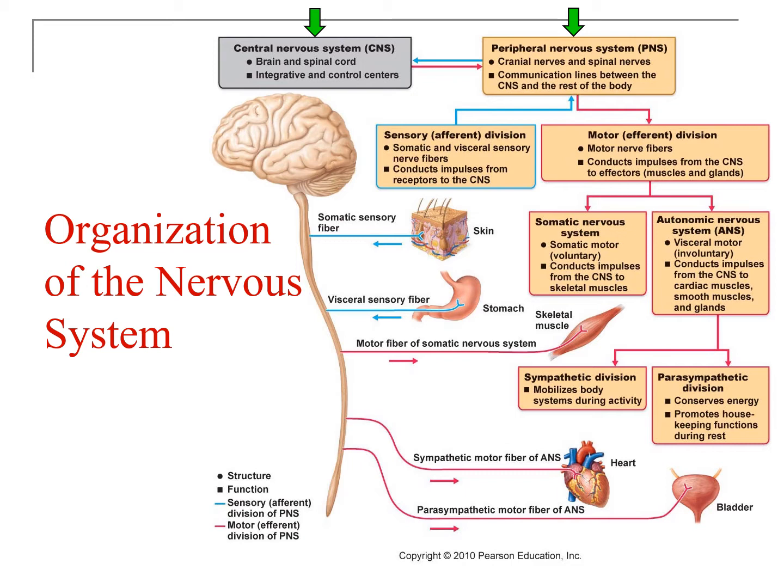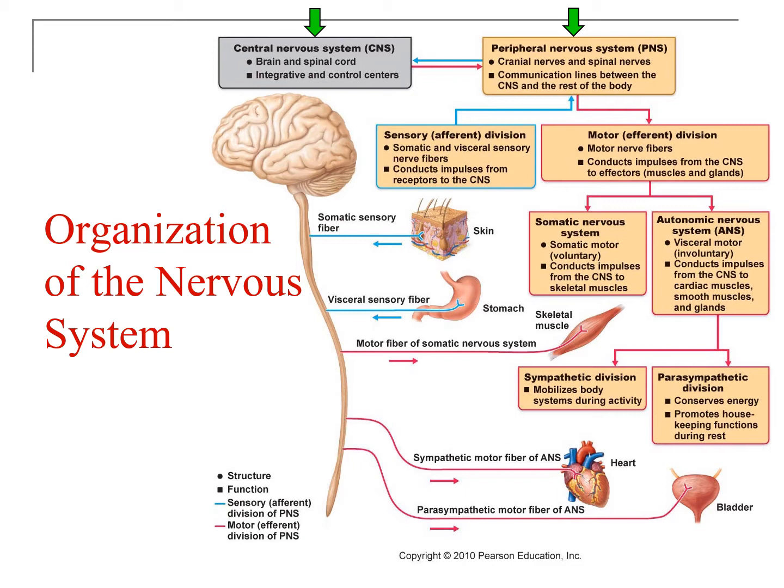So back to our boxes here, the central nervous system is the brain and spinal cord, and it serves as the integrative and control centers, basically meaning that it takes data that it receives from the peripheral nervous system and makes decisions based on its interpretation of those data. The peripheral nervous system involves cranial nerves and spinal nerves. So basically this is everything but the brain and the spinal cord. And basically what you've got in the peripheral nervous system is communication lines between the central nervous system and the rest of the body.